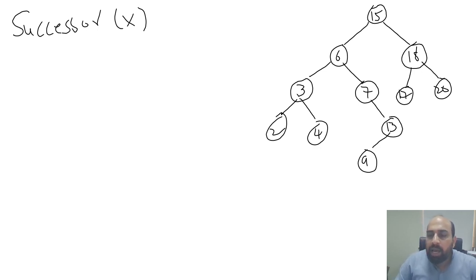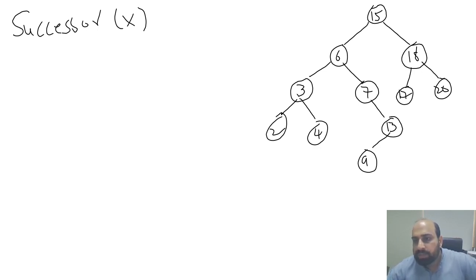For example, I am interested to find the successor of 6. The node 6 has a right subtree. If it has a right subtree, then whatever is the minimum element of the right subtree, that is 7. 7 is the successor of this 6. That's a very simple rule. So the rule is very clear. If some node X has a right subtree, then the minimum element from the right subtree is the successor of that node. Okay, but the problem is, let's take one more example.